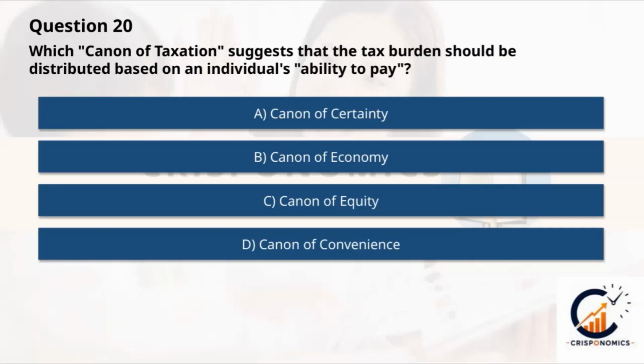Let's look at 4 key ideas in taxation: the canons of certainty, economy, equity, and convenience. Each one guides how taxes should be designed and collected. The question here is, which canon says the tax burden should match a person's ability to pay? Think about fairness and how taxes impact different income levels. The answer lies in the canon of equity. It's all about distributing taxes justly, based on what people can reasonably afford.